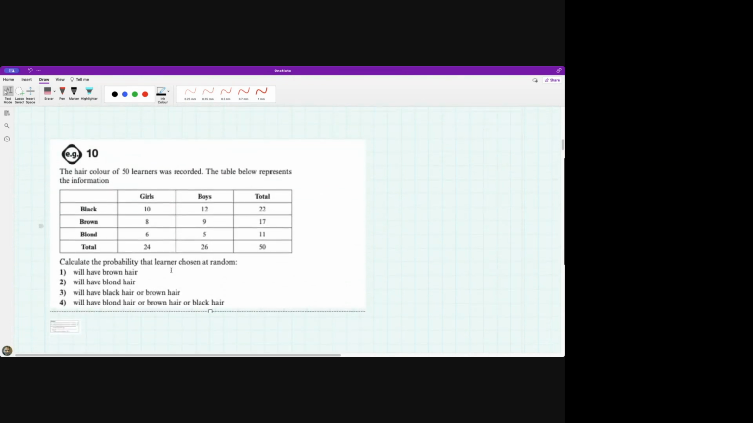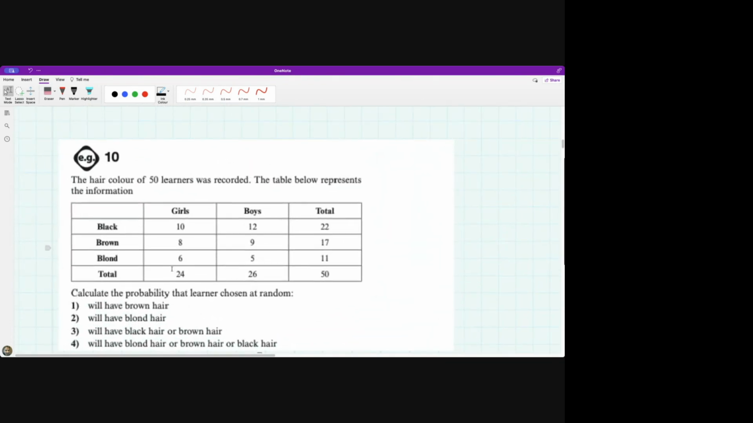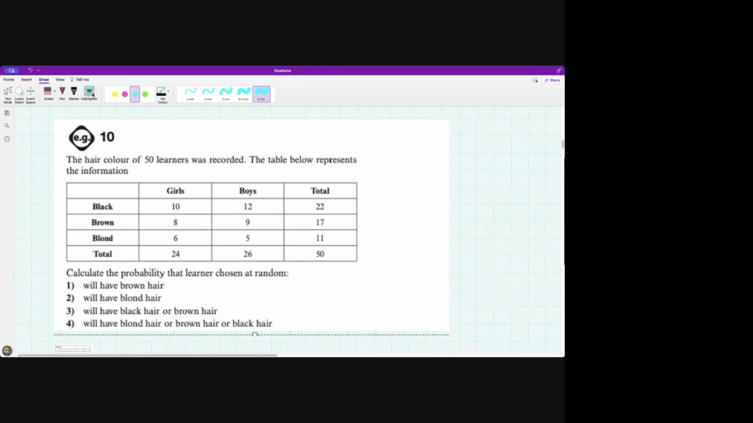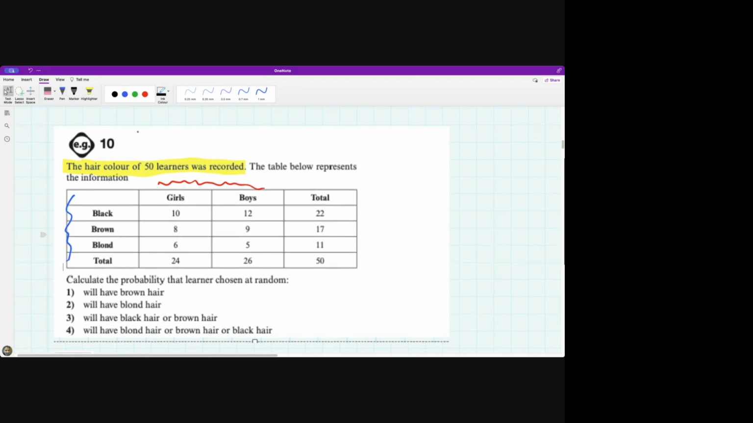So here is a table, and all the table has is a hair color of 50 learners who were recorded. What's really nice about this table is that it has total columns built in. So all I want you to do first of all is get familiar. On this side we have gender, and over here we have hair color. So those are the two different events. Can you give me the answers over here for 1, 2, 3, and 4 by looking at the table? Let's just do that first.